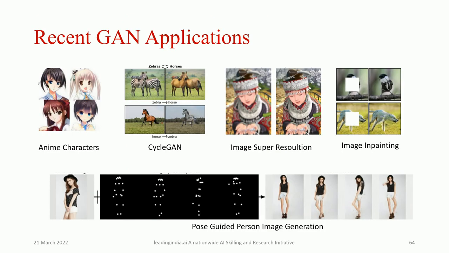So some of the applications of generative adversarial networks are enemy characters. A character of a person can be generated as an enemy character, like your face will be transformed like this.